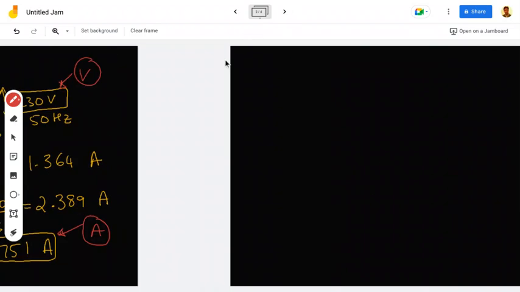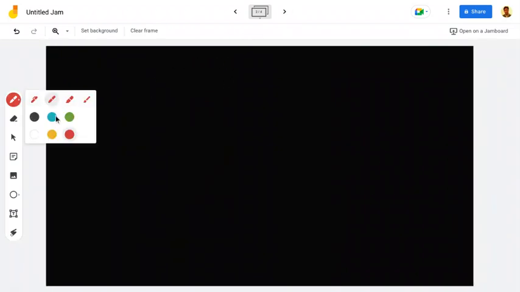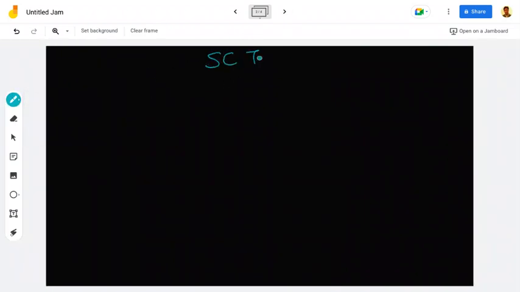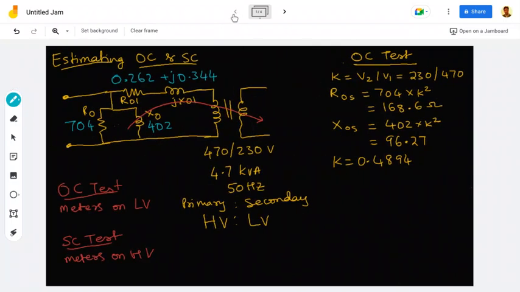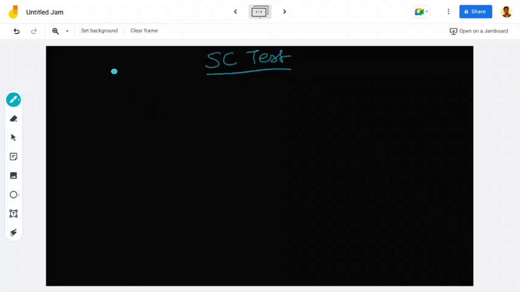Similarly, let us consider the short circuit test. So we know that the SC test has to be conducted by keeping meters on the HV side. Now look at this diagram. These branches we will not worry about now. I'm only interested in this one, and already these values are on the high voltage side, so it is very easy. Let me draw the circuit diagram for this.